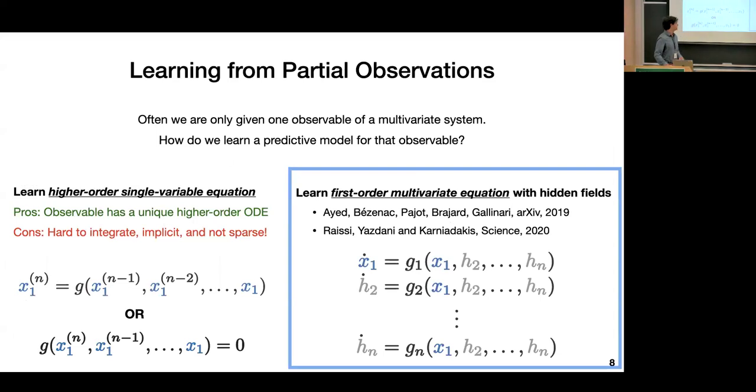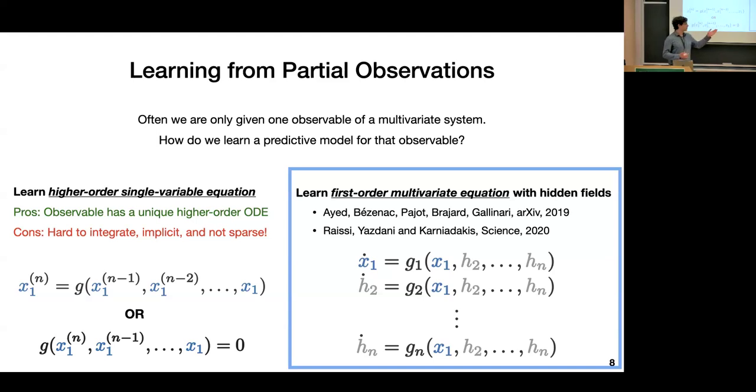Okay, but there are some downsides to this, which are that very often these higher-order models will contain rational terms. So this can make them hard to integrate. Of course, they become implicit ODEs. And also, many times these models are not going to be sparse. They can contain many irrational terms on the right-hand side, which makes them hard to learn in practice.